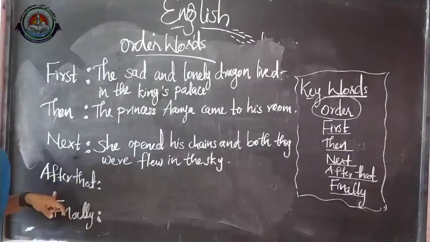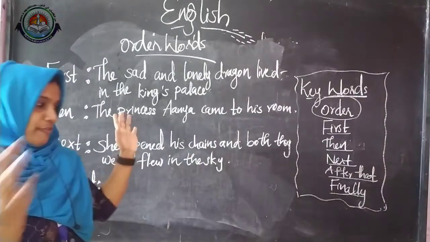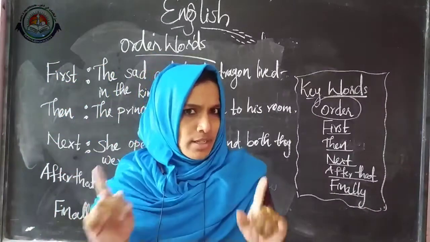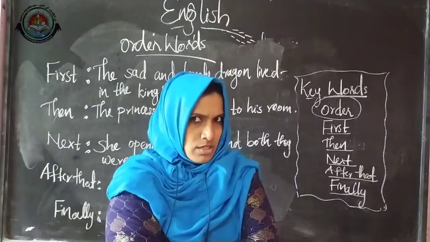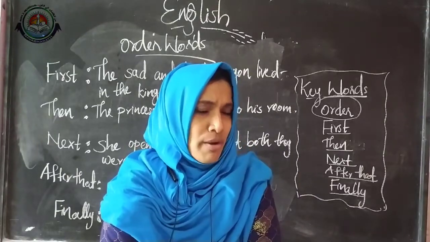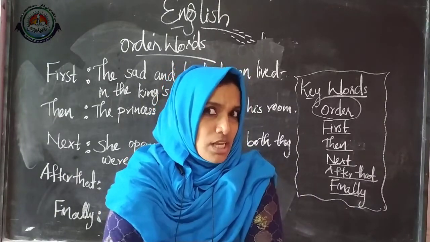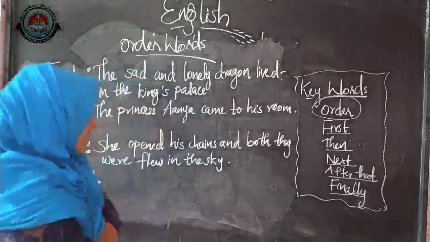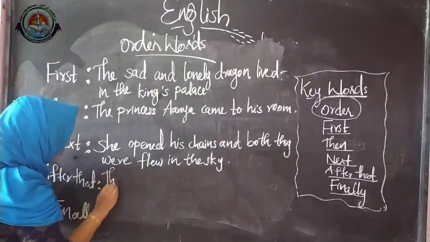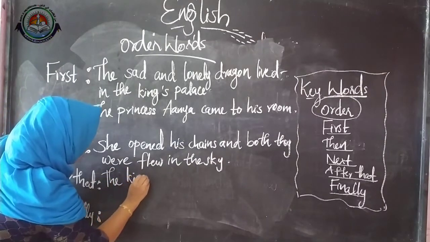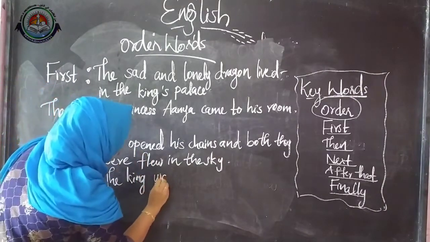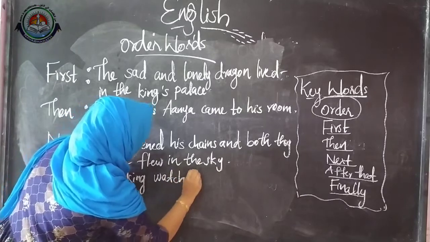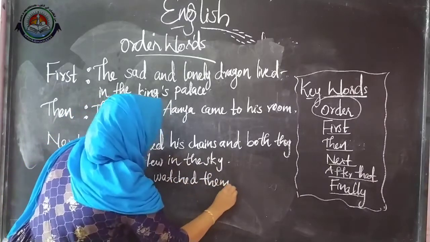Okay, then after that, yes, when they came back from the ride, they saw someone watching, with a very strong face. Someone was watching them. Who was that? Yes, it was the king. So the king watched them. Okay, this is how you can write.